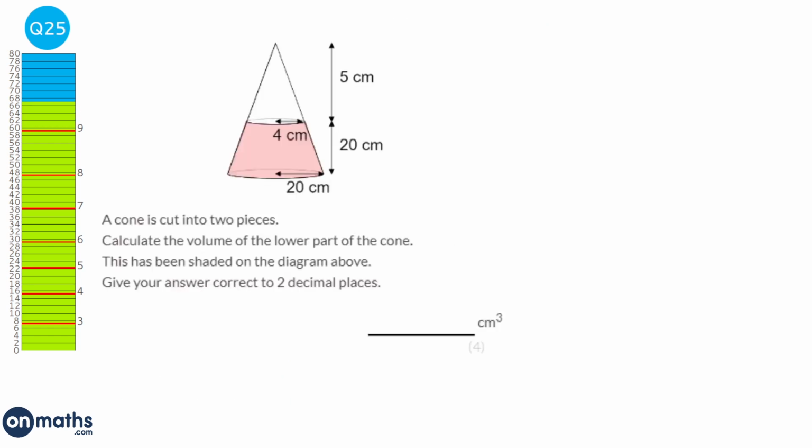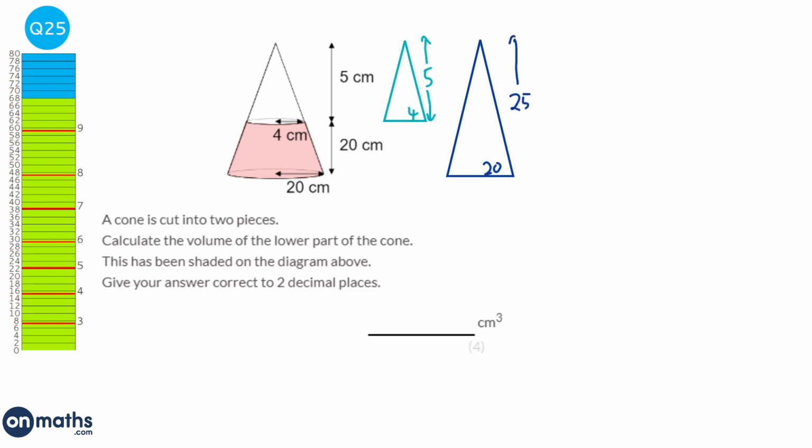So to find the shaded part of this diagram, we need to first of all work out the volume of the smaller cone, which is at the top, then work out the volume of the larger cone, which is the whole cone shown, and then take them away from each other. So the radius for the smaller cone is 4 and the height is 5. And the radius for the larger cone is 20 and the height is the 20 plus the 5, so it would be 25. So I'm just going to label them A and B. And so why don't we work out the volume for B first?